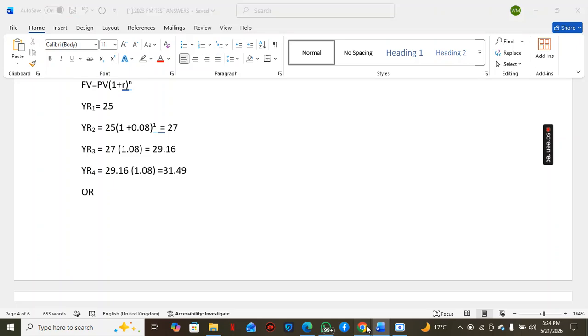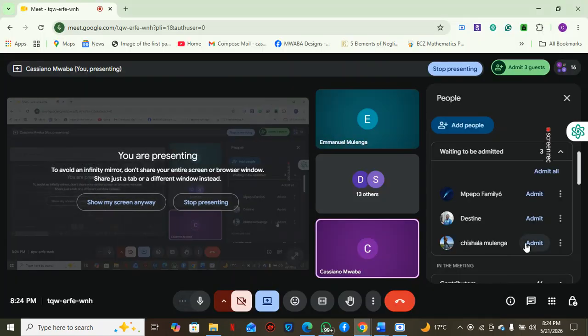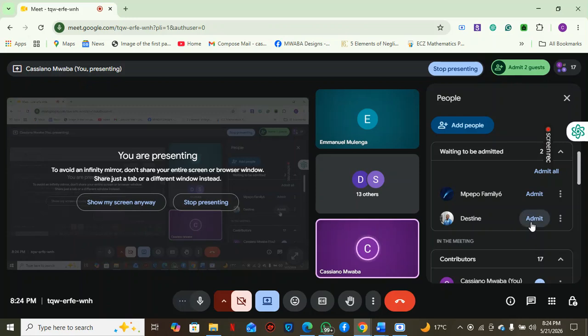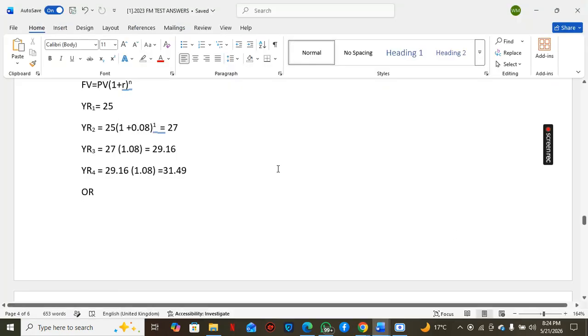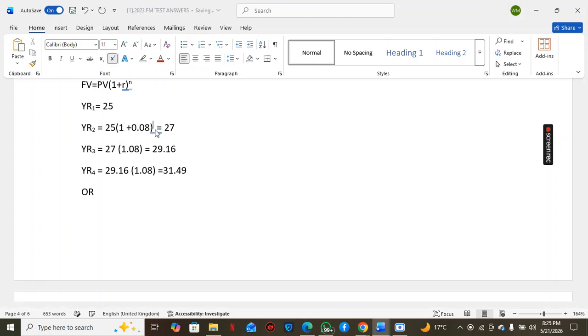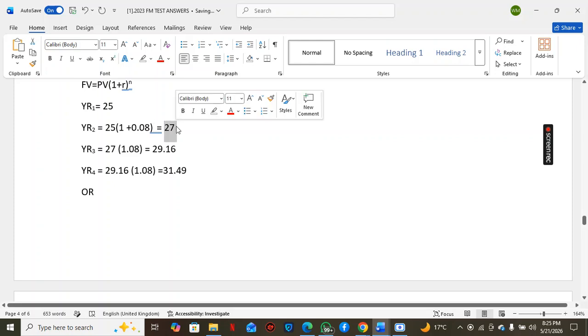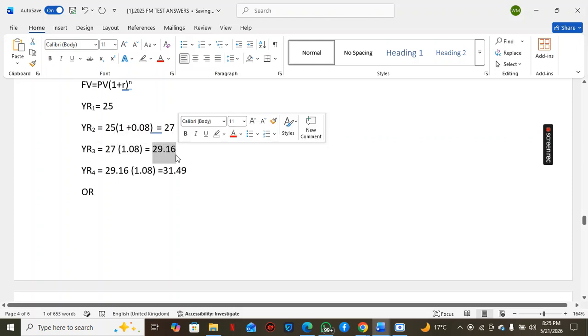That 1.08 just represents an 8% increment. So in year two, 25 multiplied by 1.08, you get 27 kwacha. That is the selling price in year two. Year three, this 27 kwacha is going to increase by 8%. So the selling price in year three is 29.16. Is that okay, madam?